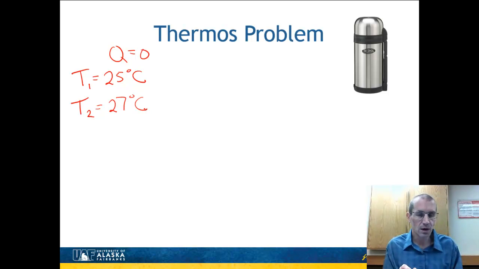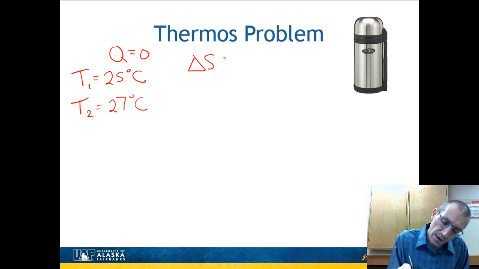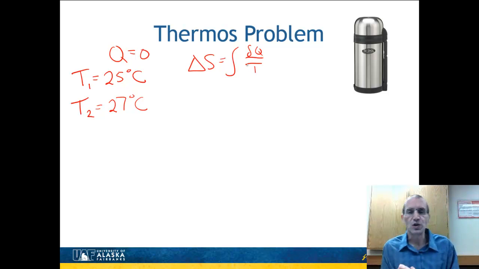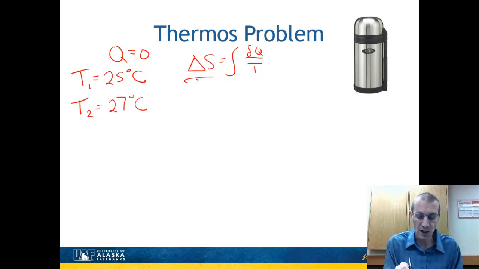And my question is, did I change the entropy? Because I had no Q. And recall, delta S is equal to the integral of del Q over T. But I just said Q was equal to 0. So how can I have a change in entropy?